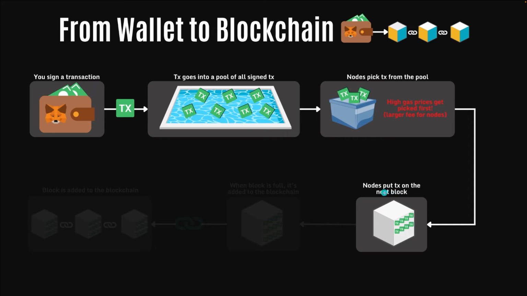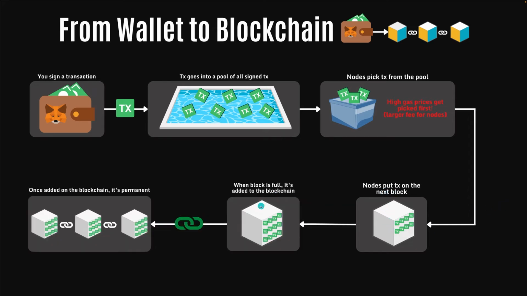Then those nodes put those transactions onto the next block. And then when that block is full, it gets attached to the blockchain. And once it's attached to the blockchain, it becomes permanent.